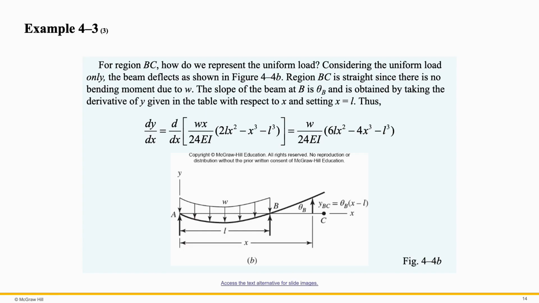For this reason, the slope of this beam at B is equal to the slope of this beam at C. So if you would like to calculate the deflection of this beam at any point between B and C, we would use the following equation. Y_BC would be equal to theta B, the slope of this beam at B, multiplied by x minus L.